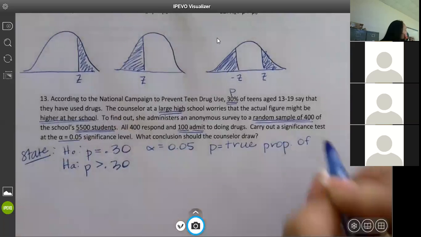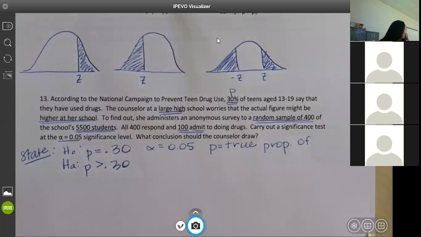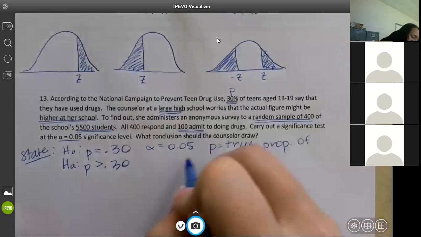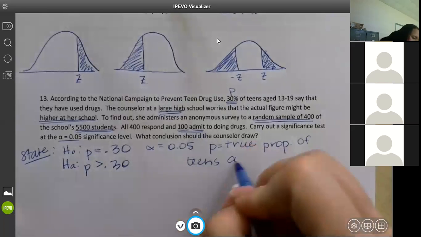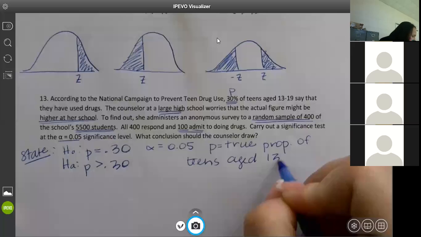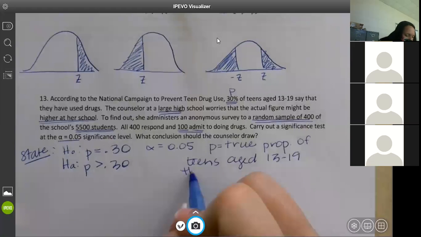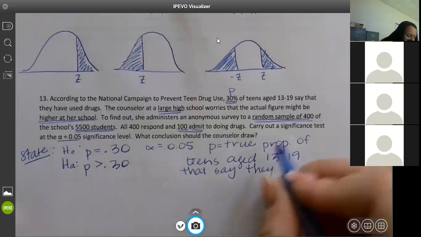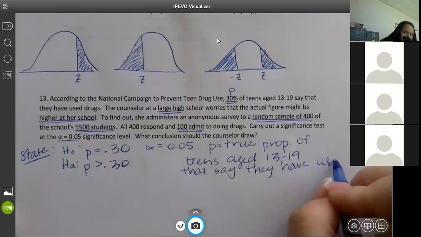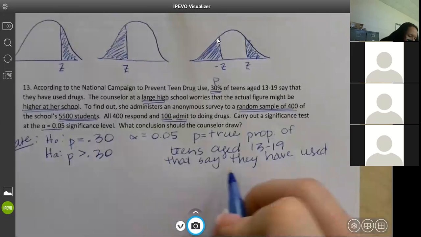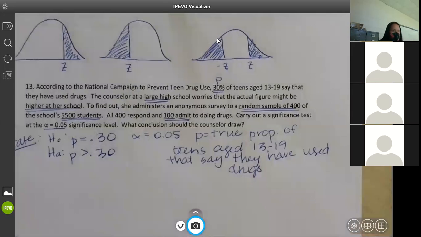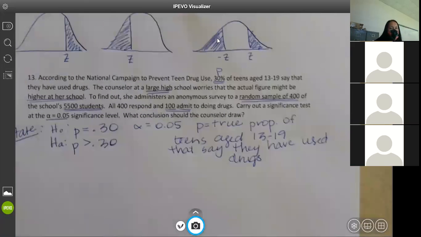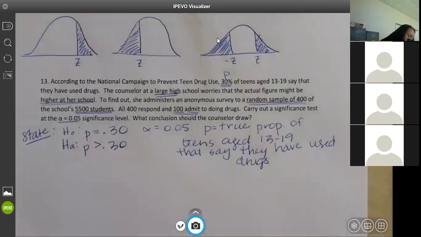On your test, I do want you to write it all out. Right now, you don't have to if you don't want to, okay? These are your notes. You choose to do whatever. I'm gonna write it all out so that you guys can see it. The true proportion of teens age 13 to 19 that say they have used drugs. Again, on your test, please write it all out. On your notes right now, if you don't want to, that's perfectly fine. These are your notes. So that's the state.